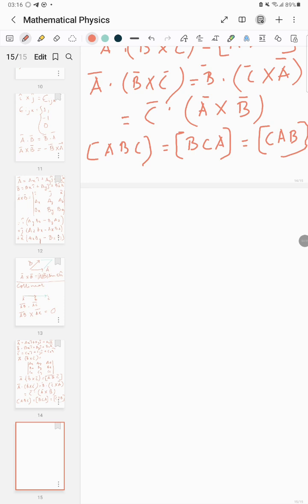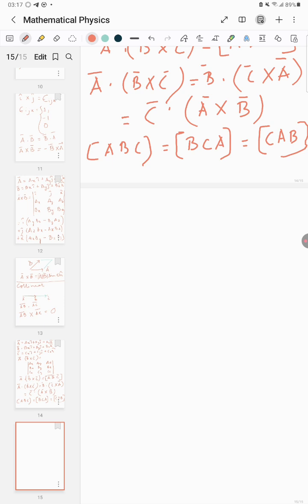Now coming to its physical meaning, what does A dot B cross C physically mean? The answer to this question is, it basically means the volume of a parallelepiped. What is a parallelepiped? It is basically a three-dimensional figure, just like a cube with six faces, each face being a parallelogram and not a square. So a parallelepiped is a three-dimensional parallelogram which has a height along with its length and breadth.